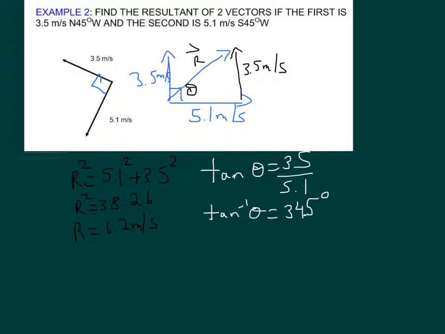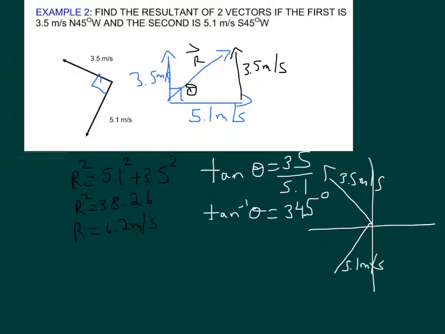Now this is where it gets just a little bit tricky, because we need to picture our original vectors on the Cartesian coordinate system. Here's the 5.1 meter vector, and here's the other vector up here. And what we know is that the resultant vector is 34.5 degrees away from the 5.1 meter per second vector.